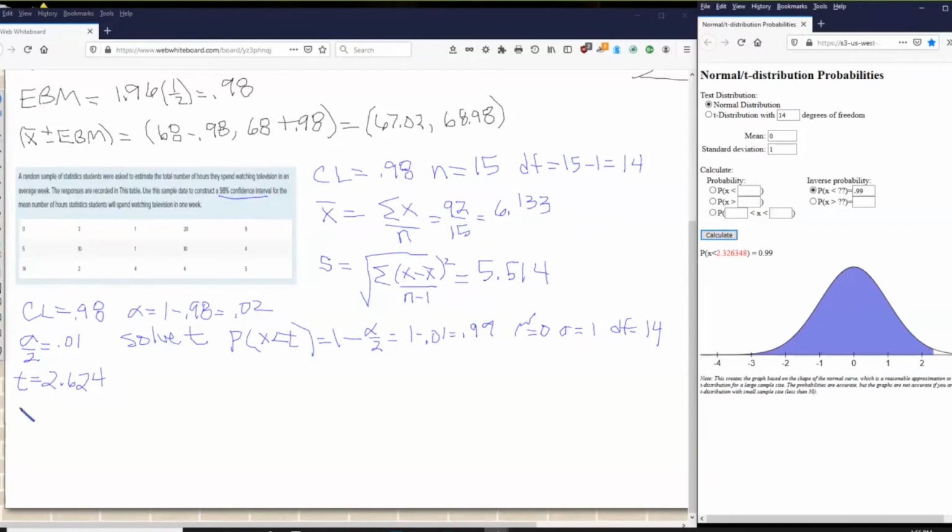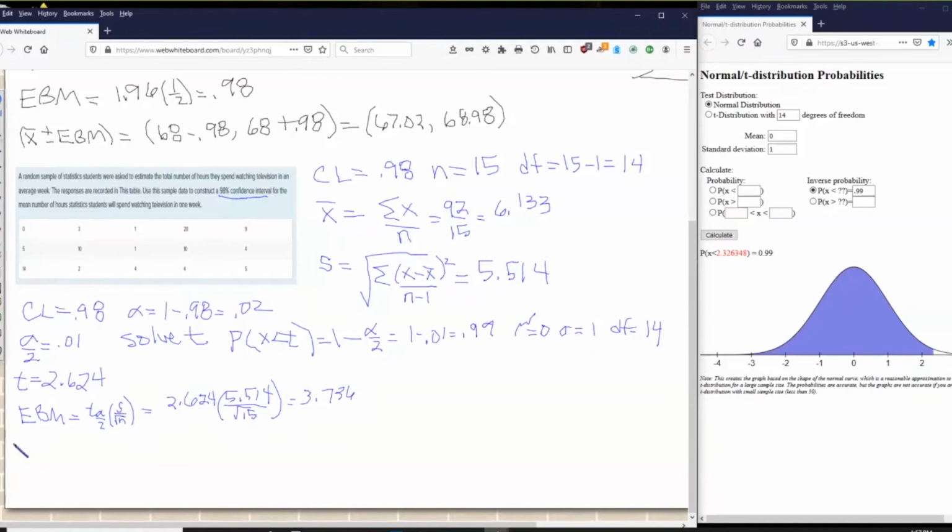So now I need to find my error bound for the mean. That's going to be my t-score times my sample standard deviation divided by the square root of my sample size. So that's going to be 2.624 times 5.514 divided by the square root of 15. And when I plug all of those numbers in, I end up with 3.7355, which I can round up to 3.736.